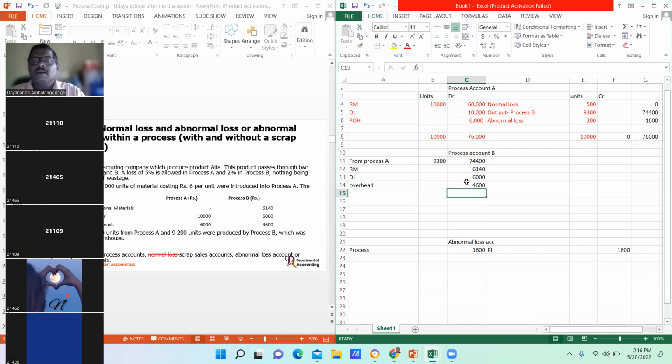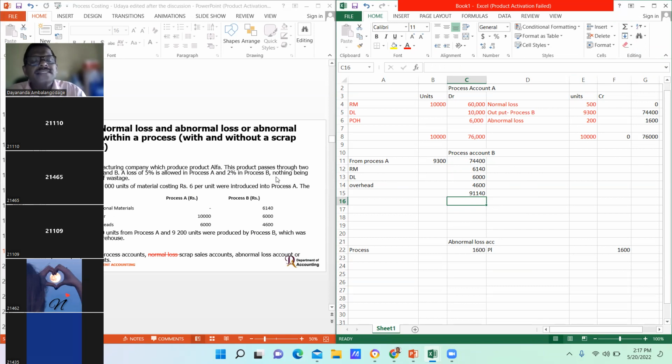So from process A, so much, process B, so much. Sorry, process A, raw material, direct labor, overheads, and we get the total. So total would be how much? Total would be 91,400.